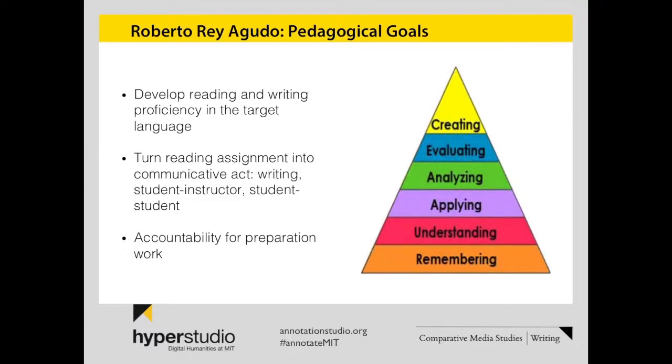A second goal was to turn reading assignments into a communicative act. I say that it's communicative because the student is producing writing in the target language. The students are also communicating with their peers because they're reading each other's comments. And they're also communicating with me since everything that they write is visible to me. Which takes me to my last goal, which is to introduce an element of accountability in preparation for classwork.